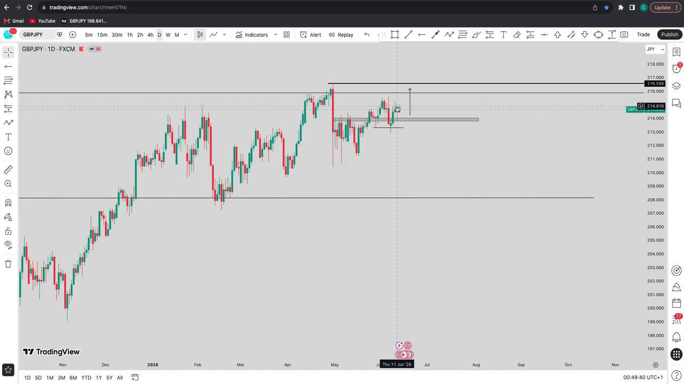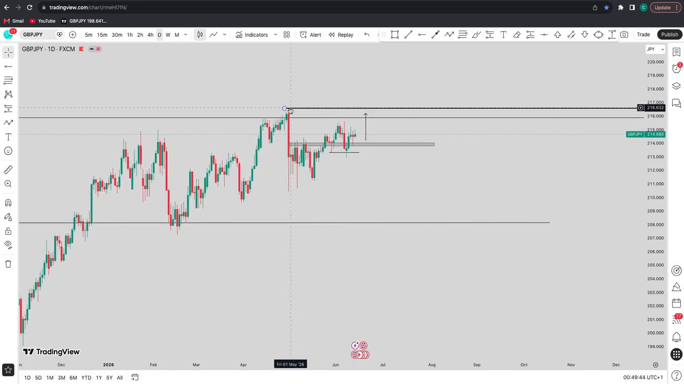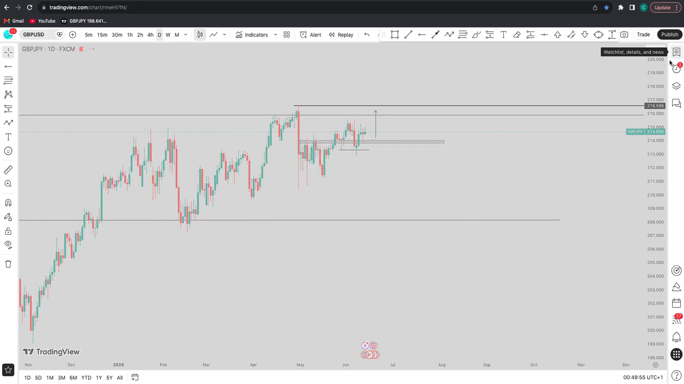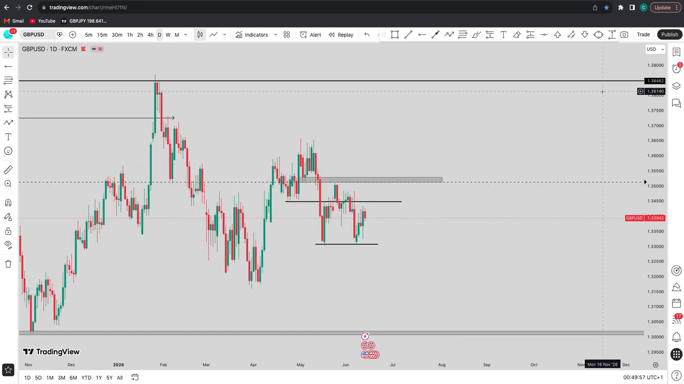on this particular pair. So I'm just going to be watching, either buying above this level or watching what the market will do around this level. So for now, I'll be sitting my hands down on GBP JPY. So next on our list we have GBP USD.